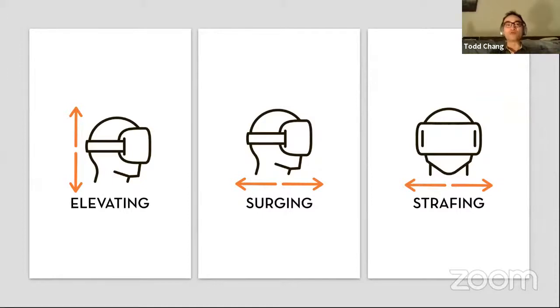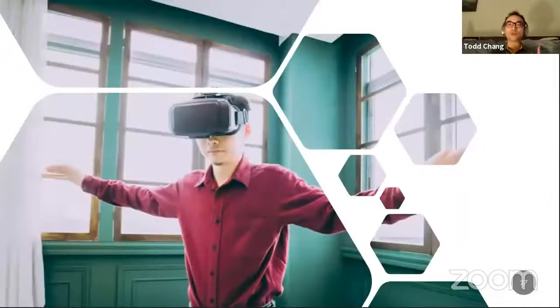When you add 3 more movements, these are elevating, surging, and strafing, then you have the full complement of 6 degrees of freedom, and you can finally move around in the virtual reality. Because of that, you need extra sensors and extra devices to measure where you are in space. Whereas with 3 degrees of freedom, your phone doesn't need to know your GPS location. You can stand in your bedroom, you can stand in your living room, it doesn't matter. It just needs to know which direction you're facing. Whereas with 6 degrees of freedom, you need to know what part of the room or what part of the world you're in because you can now walk around.